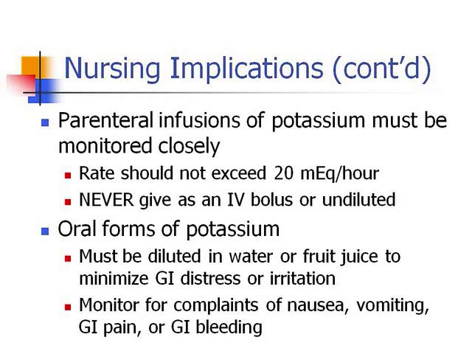If they're getting potassium by IV, we need to watch that closely. The rate should not exceed more than 20 milliequivalents per hour. The body just can't handle it. Remember, this drug, it's an electrolyte, but in this case it's a drug, affects the heart functioning. You give it too fast, you've got a problem with the heart. Never give an IV bolus, and never give it undiluted.